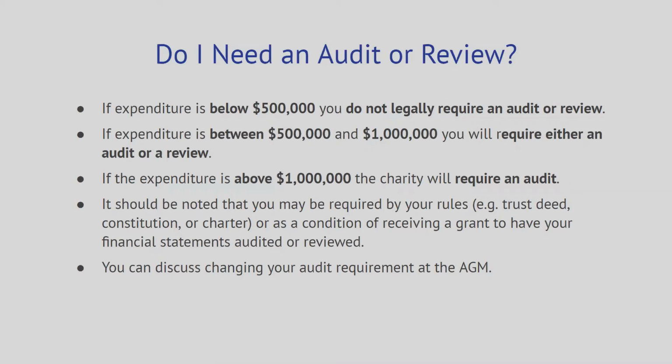If you are tier 4, then you won't need an audit or review, but it should be noted that you may be required by your rules, so your trust deed or constitutional charter, as mentioned earlier, or as a condition of receiving a grant, to have your financial statements audited or reviewed. A big thing to mention as well is if you have in your governing documents that you require an audit or a review and you are tier 4, so you don't actually need one, then you can discuss at your annual general meeting whether you actually need that requirement, or if that transparency isn't required. Or perhaps you want to integrate it into your governing documents and make that a requirement and obligation to abide by.